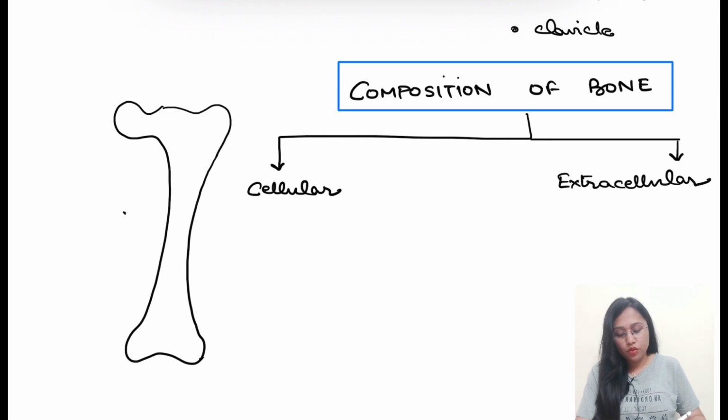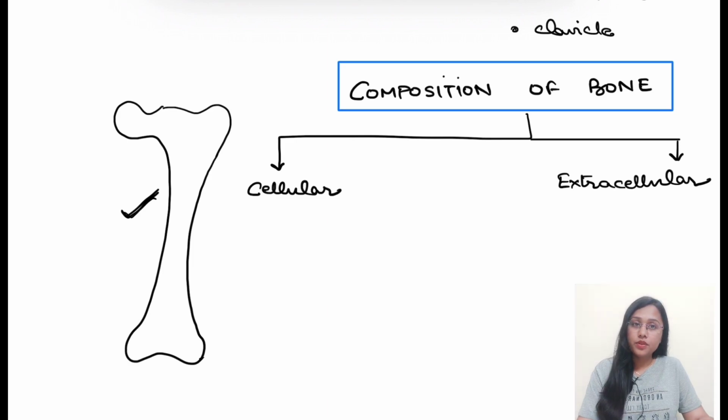So now the bone is formed. This is the mature bone which is already formed till now. So what is the composition of this bone? We can divide it into cellular components and extracellular components. The cellular components are important, but it doesn't mean that the extracellular component is not important. It is equally important.